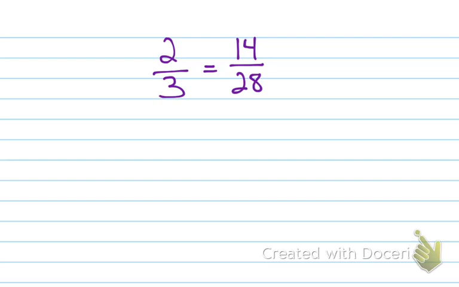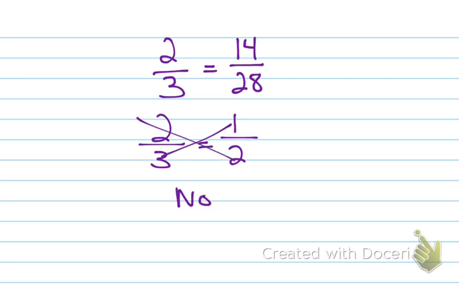How do I know? I need to reduce them, right? 2/3 is reduced. Okay, is 14/28 reduced? No, not even close. You can reduce it by 14, and it's 1/2. So no, they don't form a proportion. But what if there's a part of the proportion that you don't know?